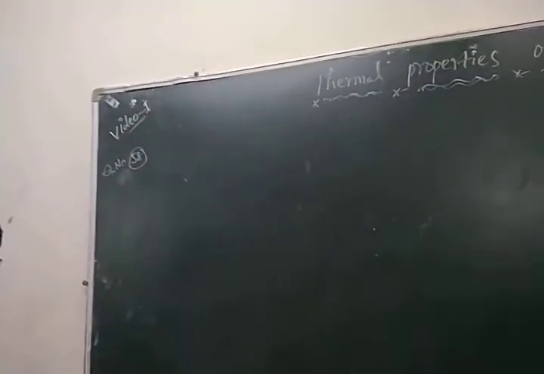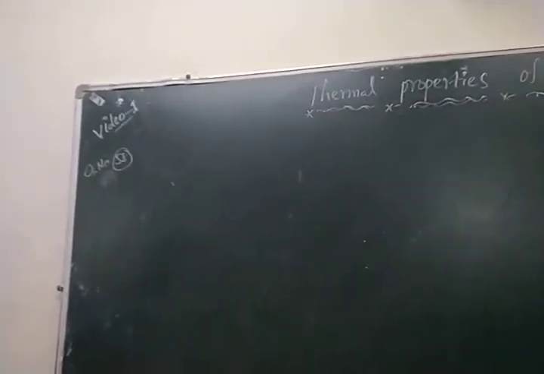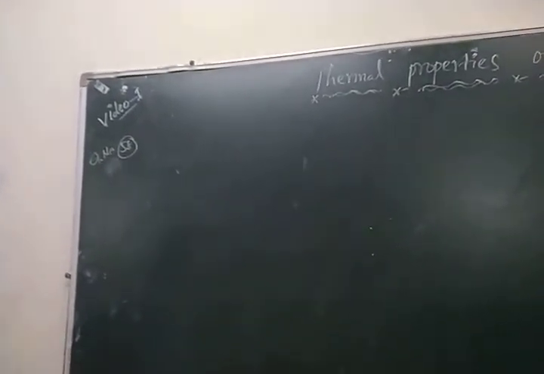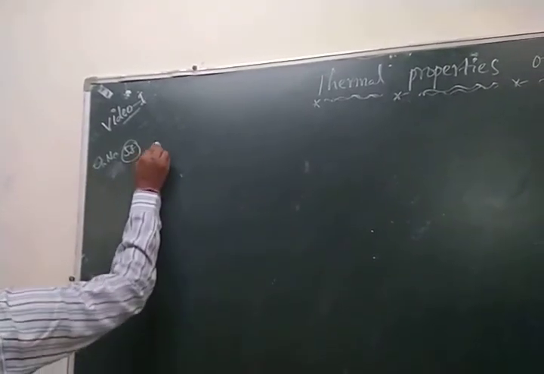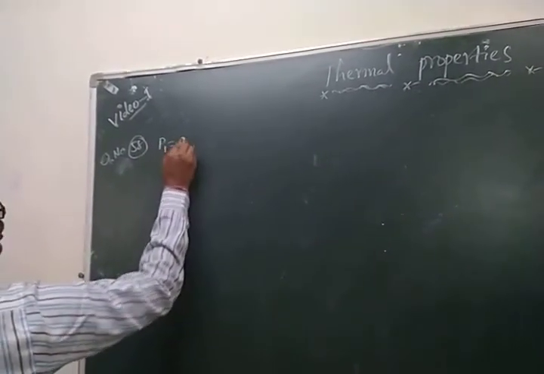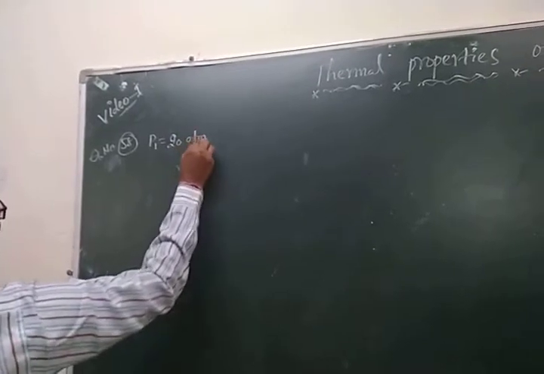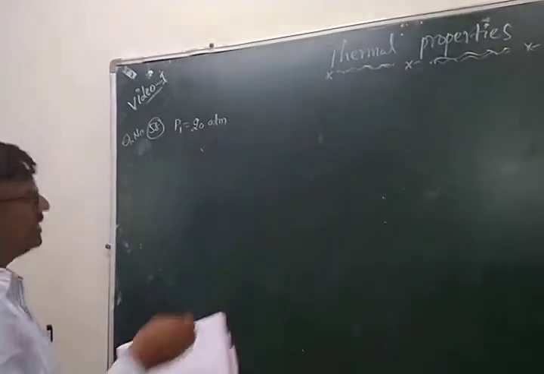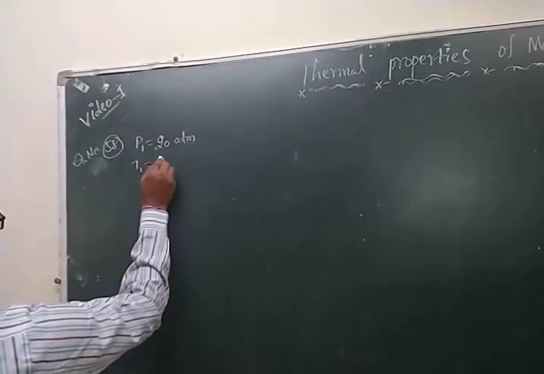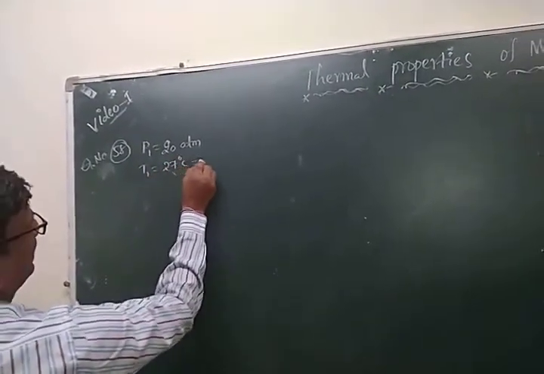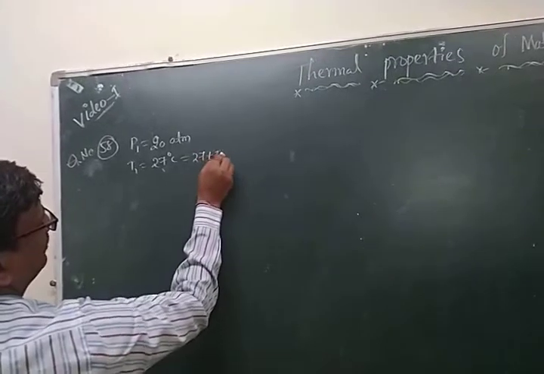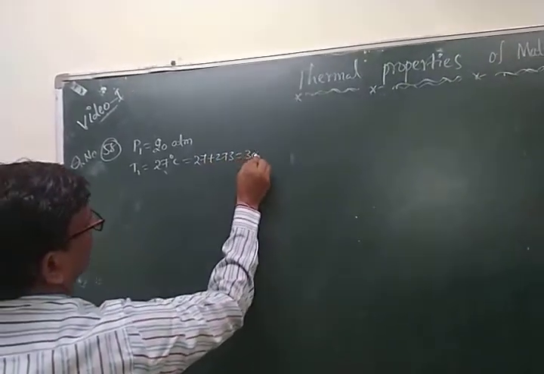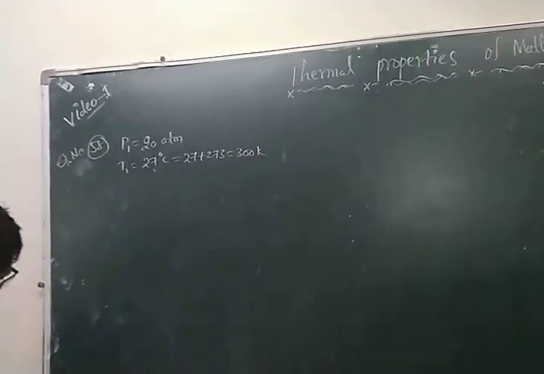See question number 58. A vessel is filled with an ideal gas at pressure P1, which is given as 20 atm. The temperature T1 is given as 27 degrees. Converting into Kelvin, 27 plus 273 is equal to 300 Kelvin.